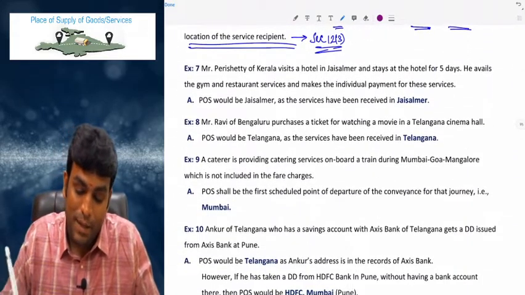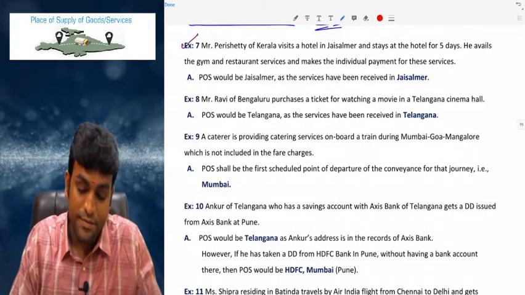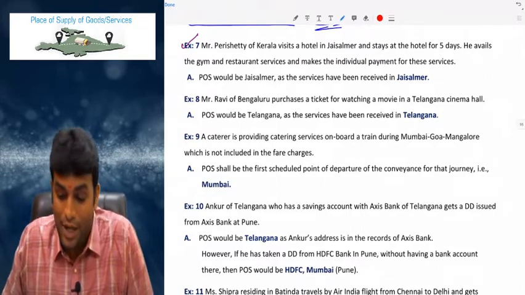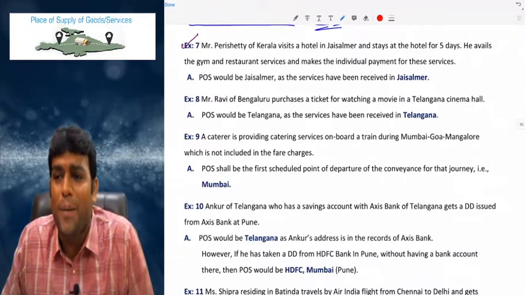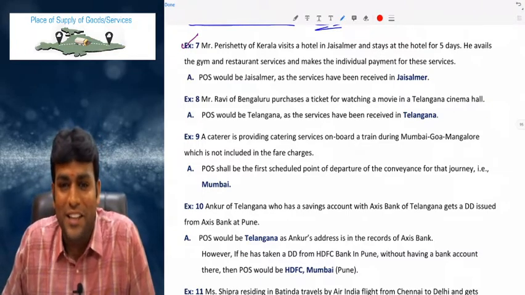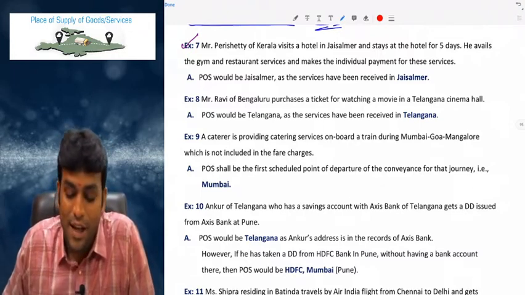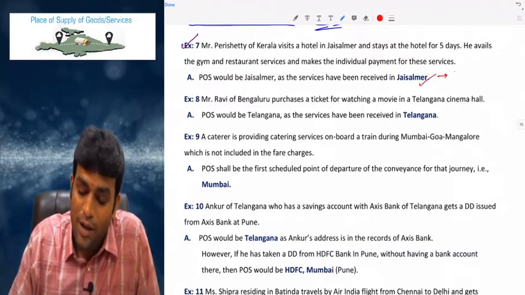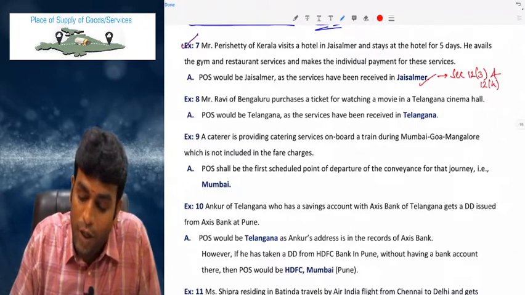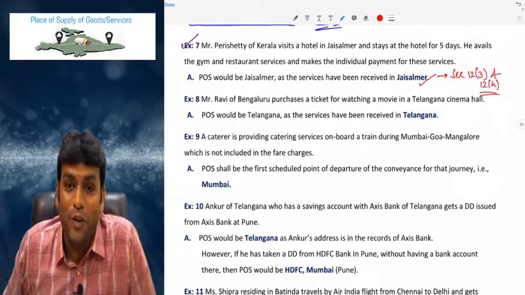Yeah. Example number 7, my dear friends. Mr. Perishetty of Kerala visits a hotel in Jaisalmer, very good, and stays at the hotel. Staying means what? Accommodation for 5 days. He avails the gym and restaurant service. Wonderful. Restaurant service we know, place where services are performed, and makes individual payment for the services. And everything would be Jaisalmer only because of Section 12.3 and 12.4. For the accommodation, 12.3 will apply. But for gym and restaurant service, 12.4 will apply.